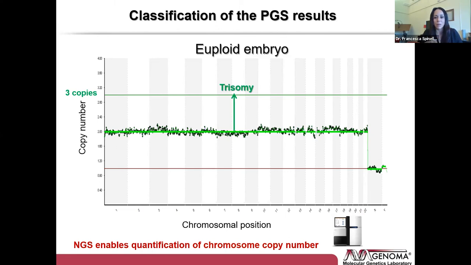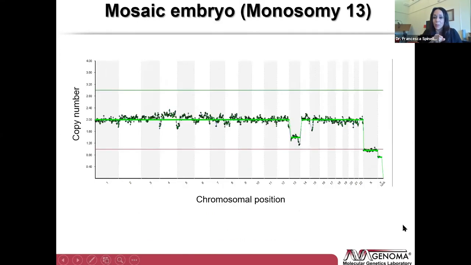If we go to the next slide, if the signal goes down, this is a monosomy, so a single copy. And in the next slide, I will show you an example. For example, this is a mosaic embryo, actually in our trophectoderm biopsy.